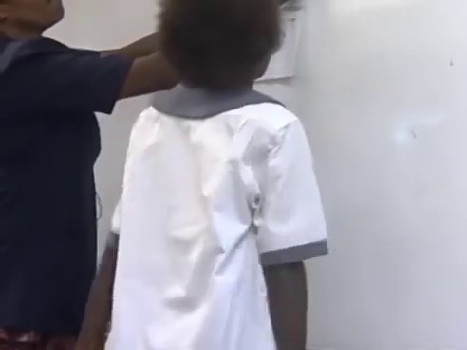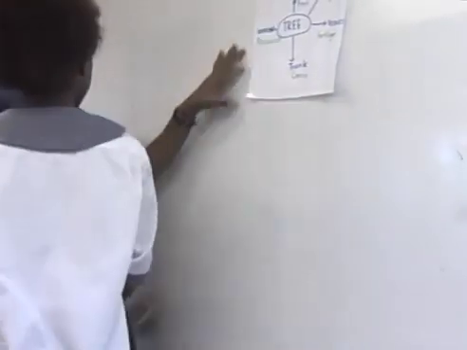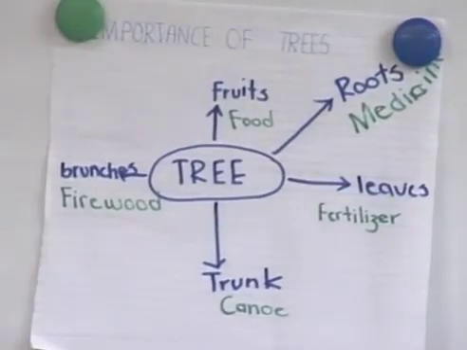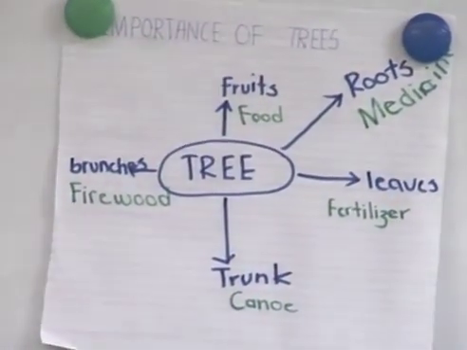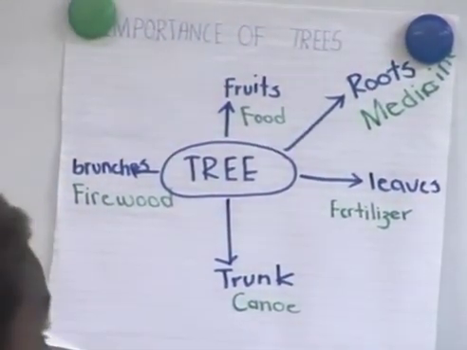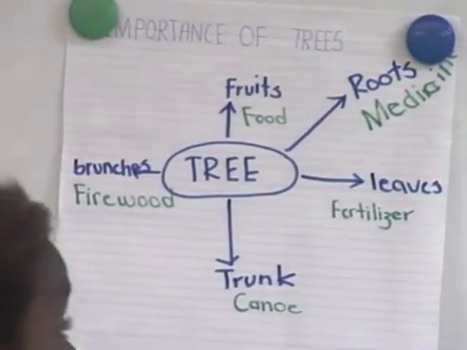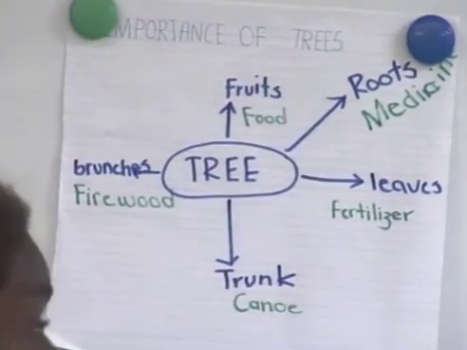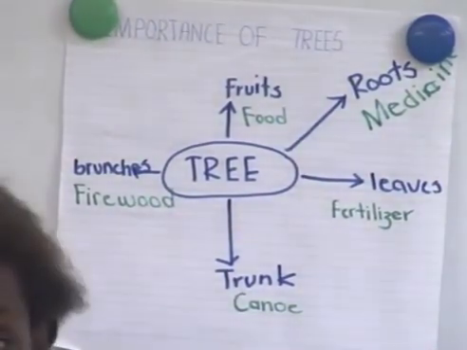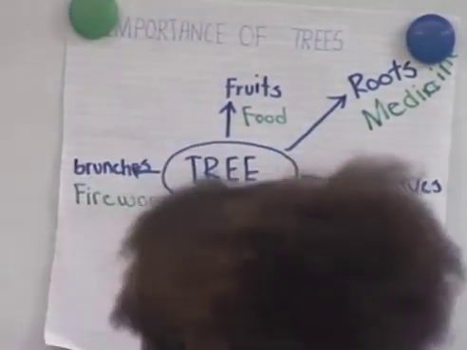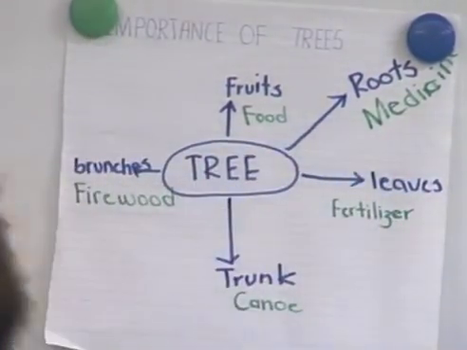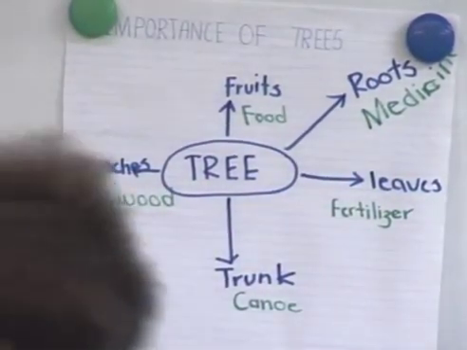Gail. Okay, stand over here. For fruits, I listed down food. Roots, you get medicine out of the roots. Leaves, you get fertilizer. Trunk, you can make plenty of stuff, but I got canoe. And branches, you get firewood out of it. Thank you. Okay, good. Thank you, Gail.